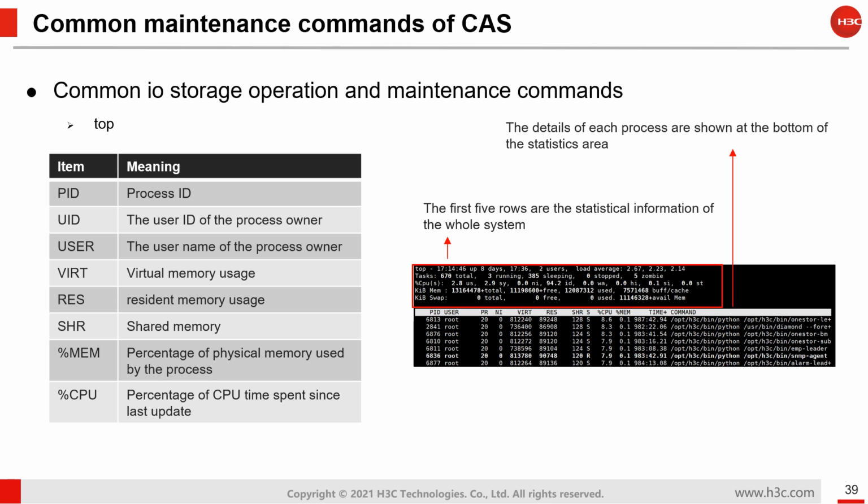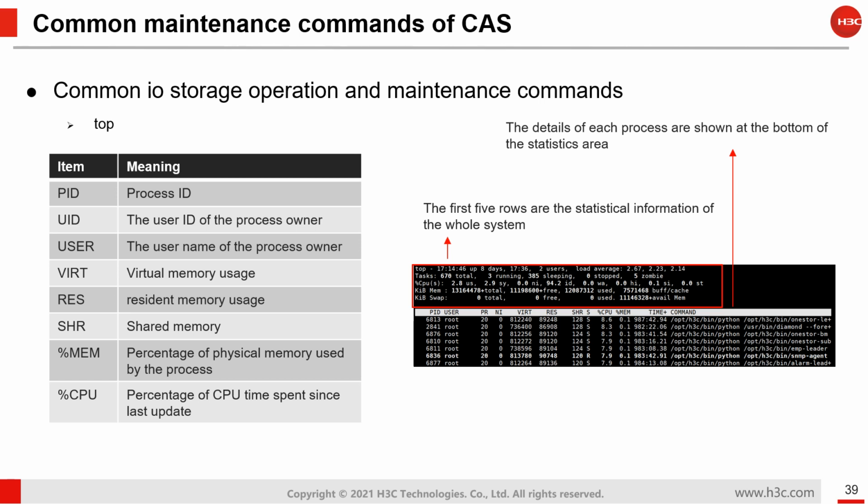top. When we run top in the background of the CVK host, we can see the statistical information of the whole system, and the details of each process are shown at the bottom of the statistics area. We got some items. For example, PID means process ID. UID means the user ID of the process owner. USER means the username of the process owner. VIRT means virtual memory usage.